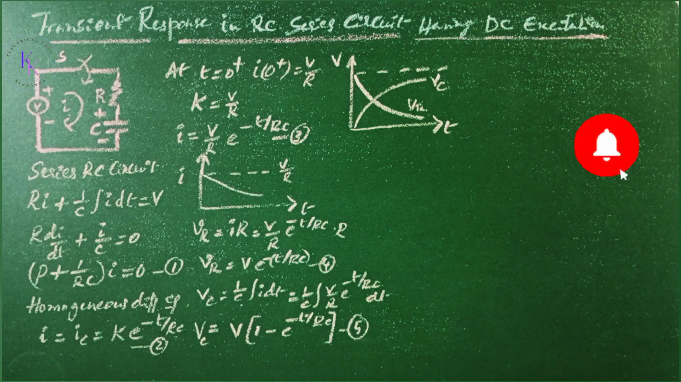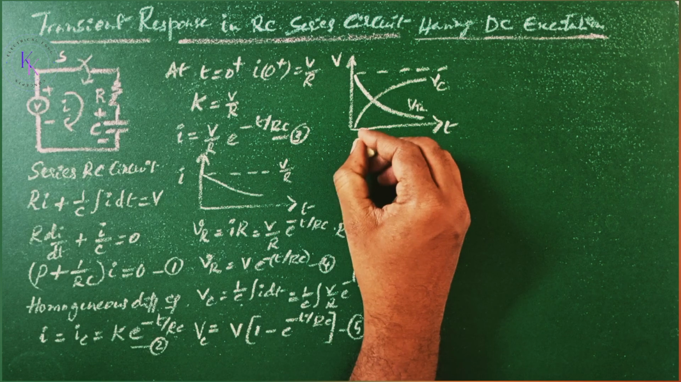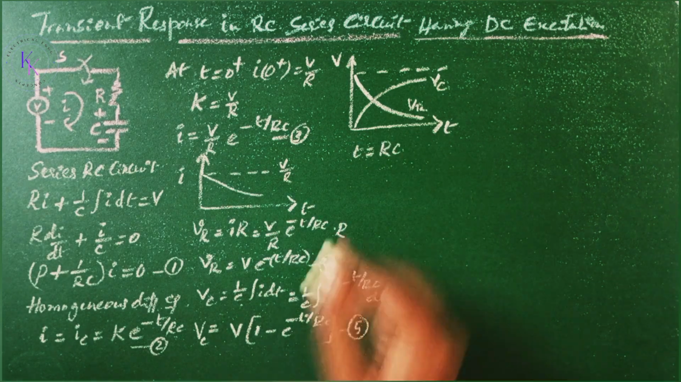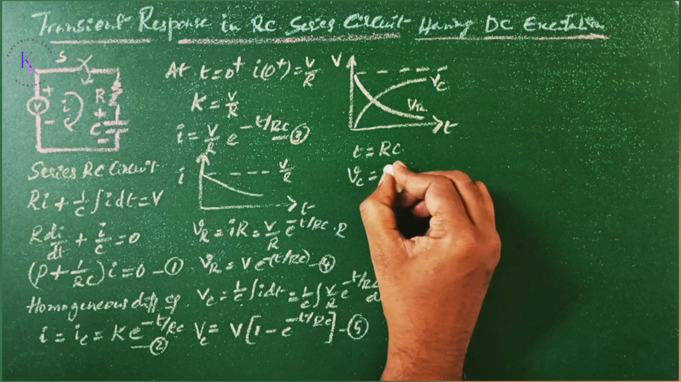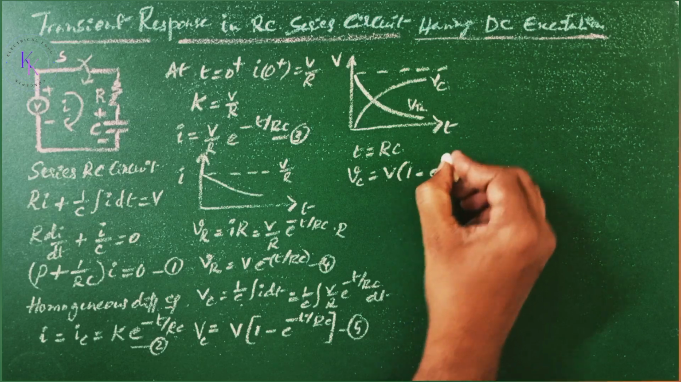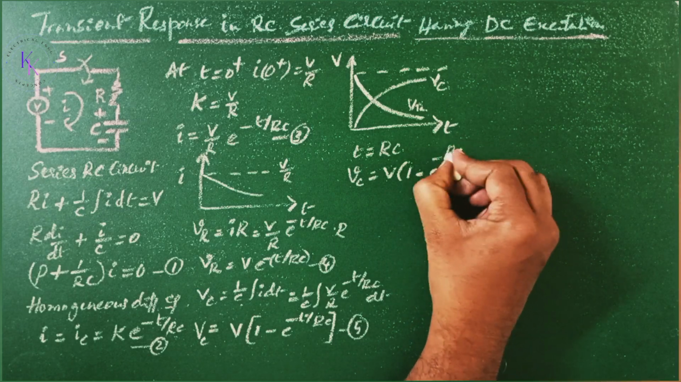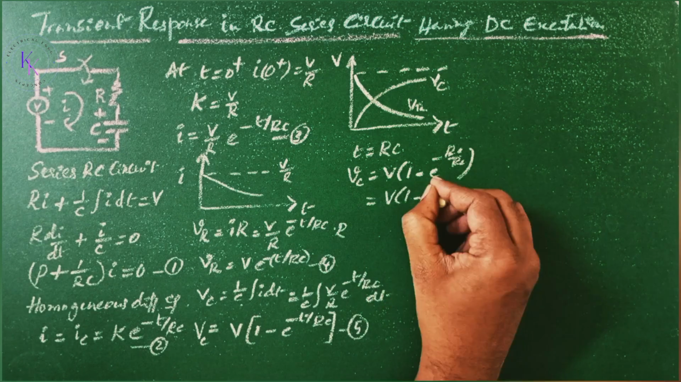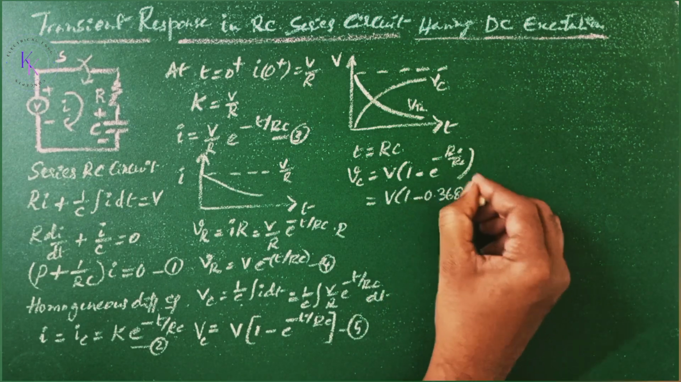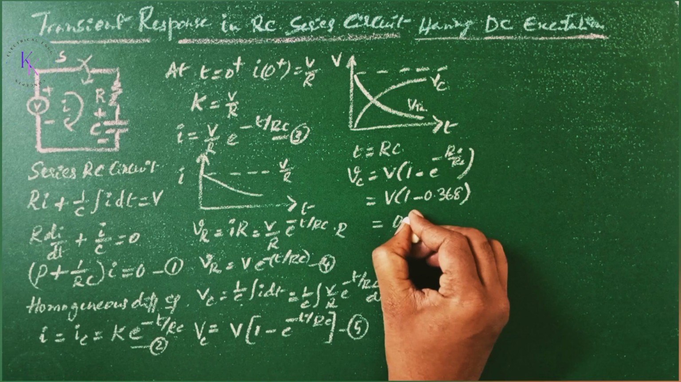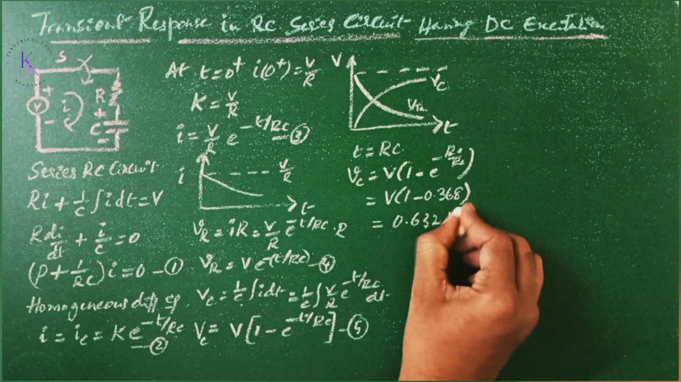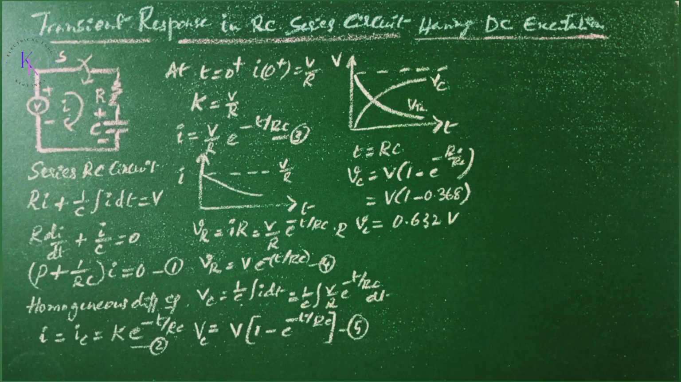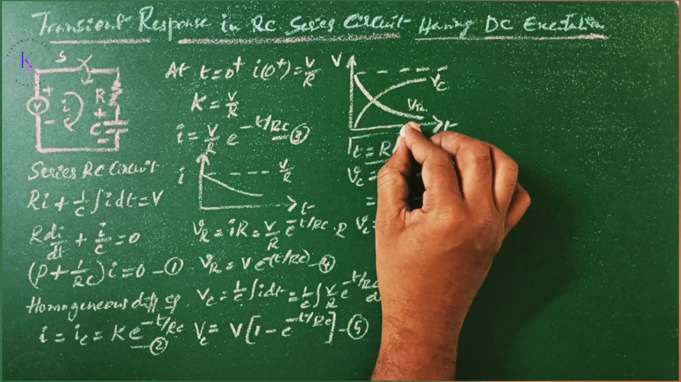The time constant is obtained by putting t equals RC, which gives VC equals V times (1 minus e to the power of minus RC by RC), that equals V times (1 minus 0.368), that equals 0.632 V. That is the time by which the capacitor attains 63.2% of the steady state voltage. Here RC is the time constant.